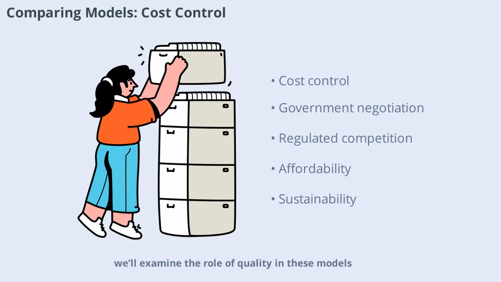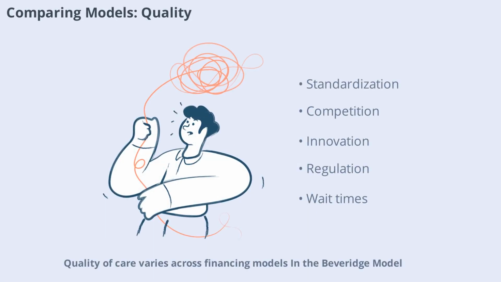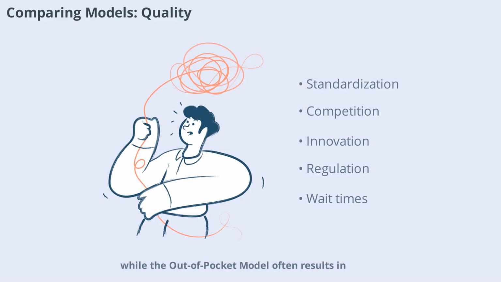Next, we'll examine the role of quality in these models. Quality of care varies across financing models. In the Beveridge model, government oversight ensures standardization but may lead to wait times. The Bismarck model's competition among insurers and providers can drive quality improvements. The NHI model balances quality with cost control, while the out-of-pocket model often results in inconsistent quality due to lack of regulation. Ensuring high-quality care is a challenge for all systems.